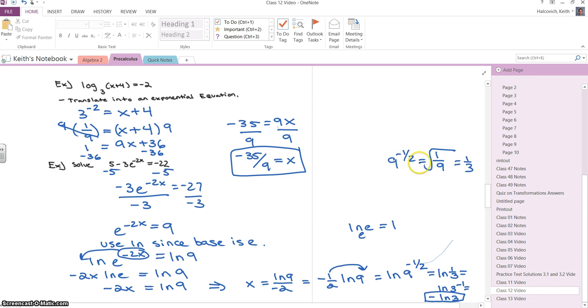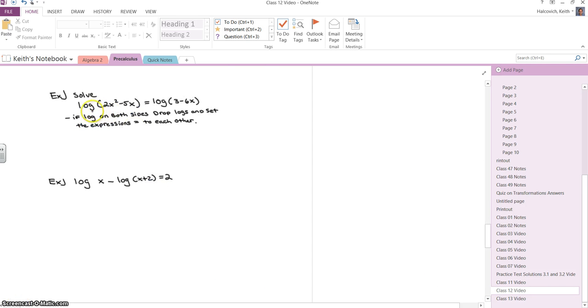And that's your final answer. All right, if you have a logarithmic equation and they have logs on both sides, then you're going to drop the logs and set the expressions equal to each other. So in this case, it's 2x squared minus 5x equals 3 minus 6x because the logs will cancel out.